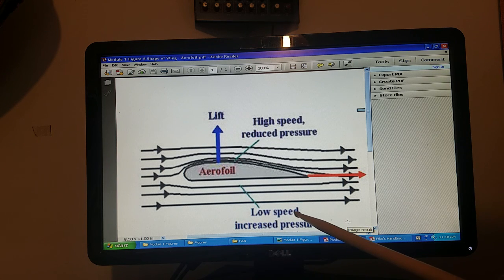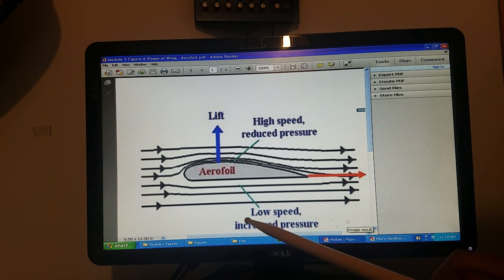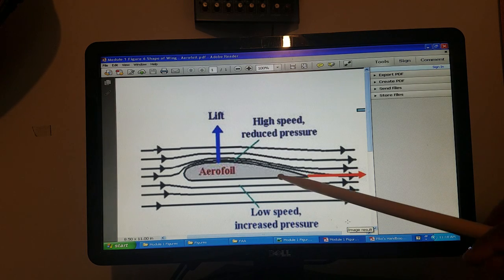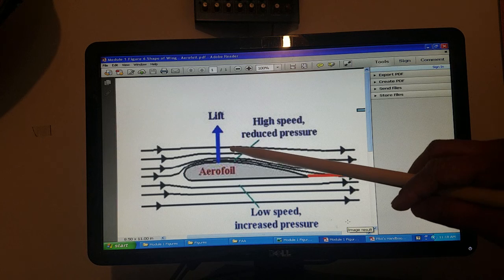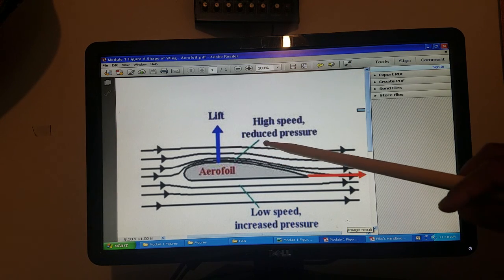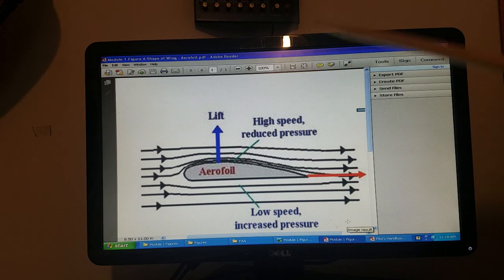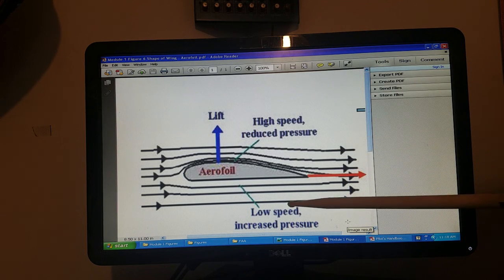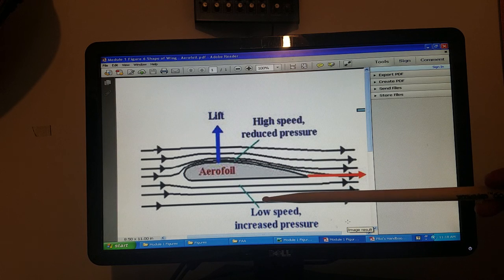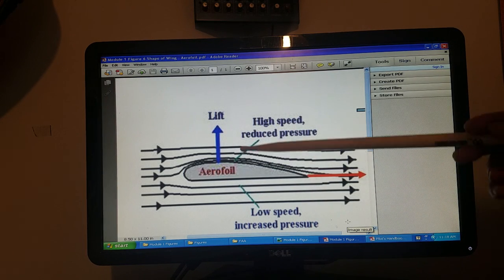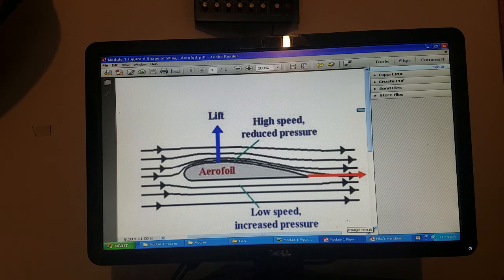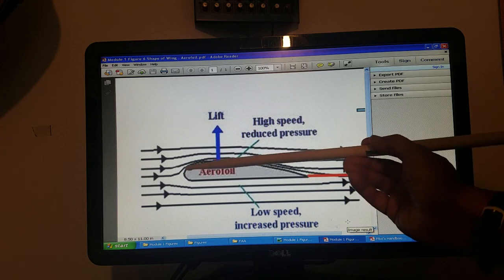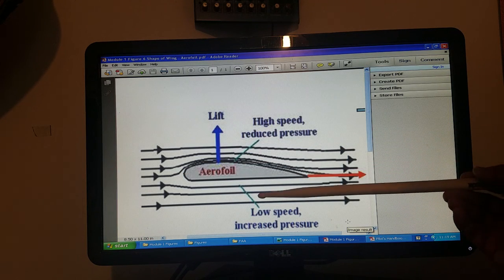When the airflow comes this way to the wing of the fixed wing aircraft, underneath the low speed means increased pressure, and on the top of the airfoil it is high speed with reduced pressure. In other words, we are talking about a pressure difference between underneath the wing and over the wing. That gives two reasons for it to get lifted into the air: one is the shape of it and the other is the pressure difference.